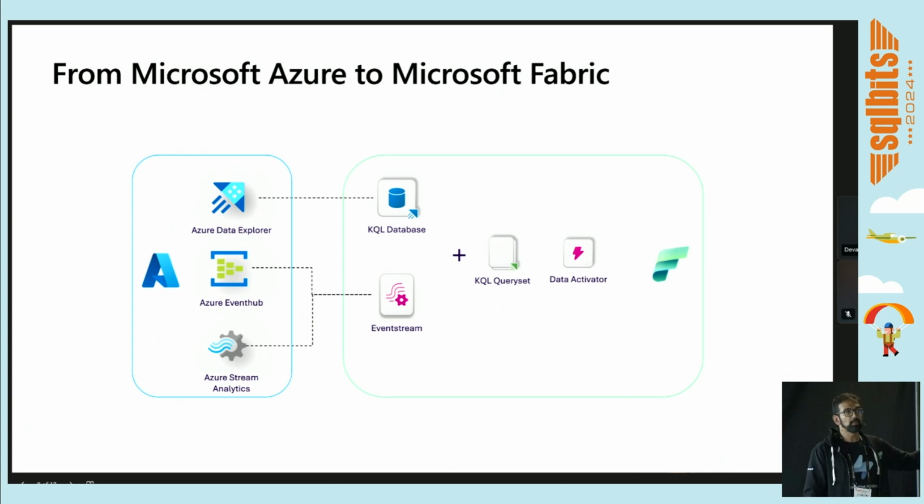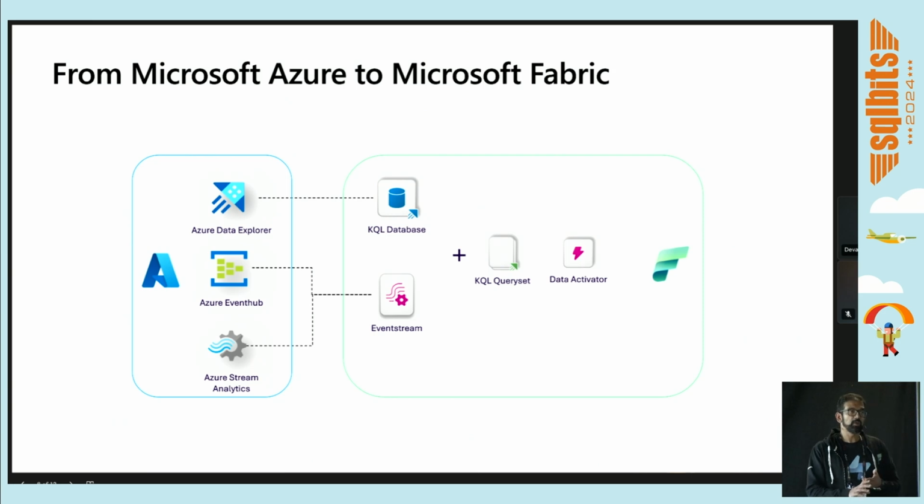These services become available in Fabric as KQL database or Event House, and I'll get to that in a bit. So Data Explorer becomes KQL database, Event House in Fabric, and Event Hub and Stream Analytics have been combined or refactored into a single service as Event Stream. This is how it shows up in Fabric as a platform.